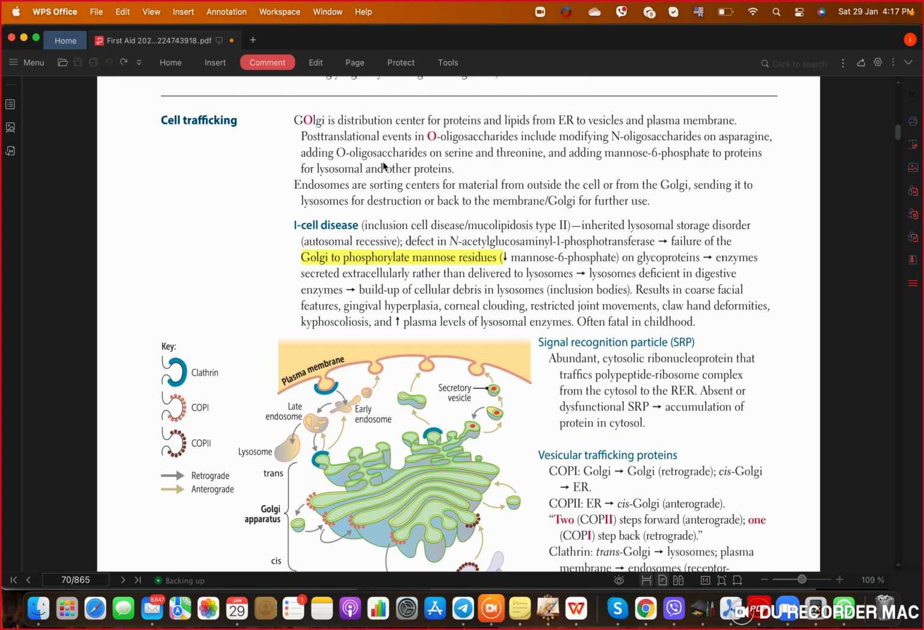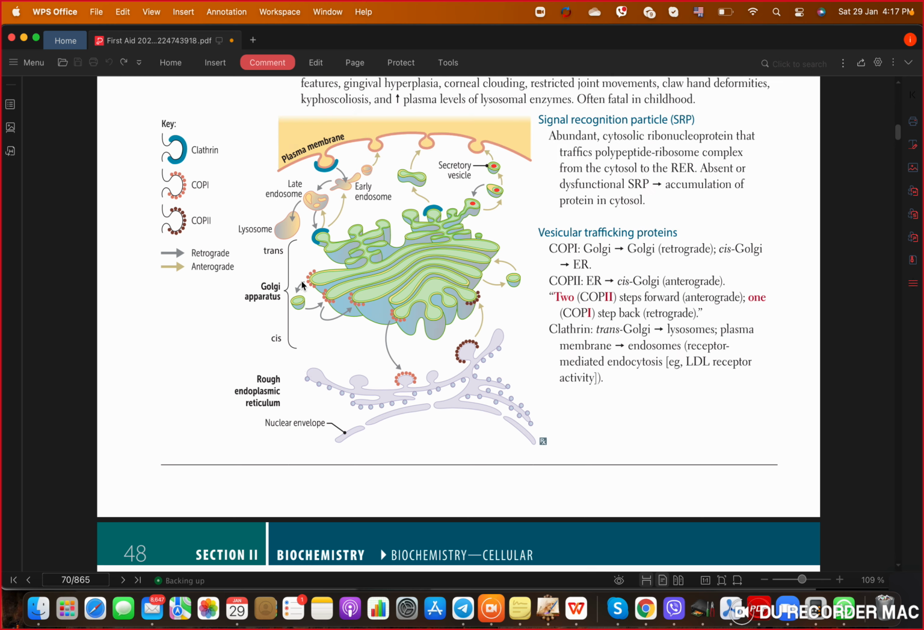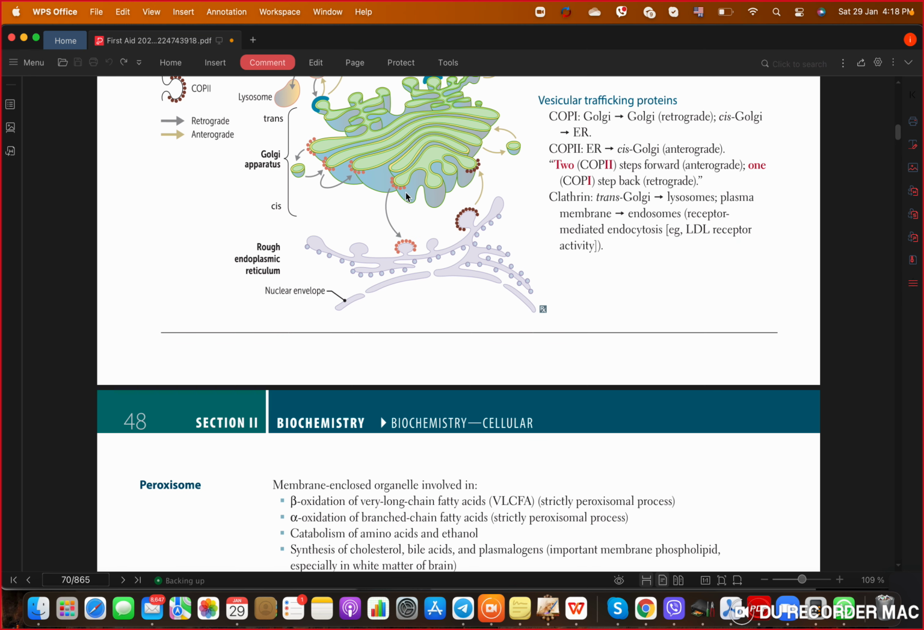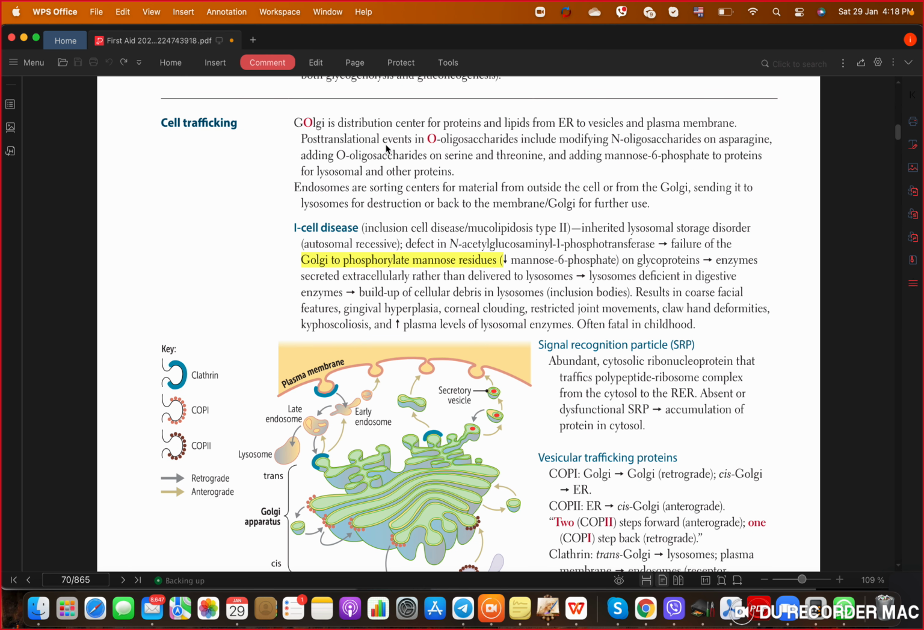So, the whole thing is a Golgi apparatus? I thought that was a rough ER. No. This is the rough ER. Okay. So it's a post-translational event, after translation. So they write, post-translational events include modifying the N-oligosaccharide on asparagine and adding the O-oligosaccharide on serine and threonine.